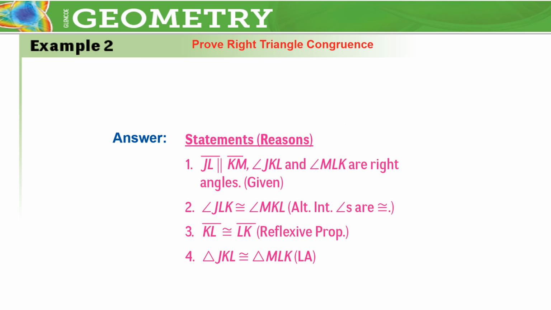KL and LK, this is the leg, and you have the angle. Then you will prove two triangles are congruent by using LA, leg and angle, and your congruency statement is triangle JKL is congruent to MLK. Thank you.